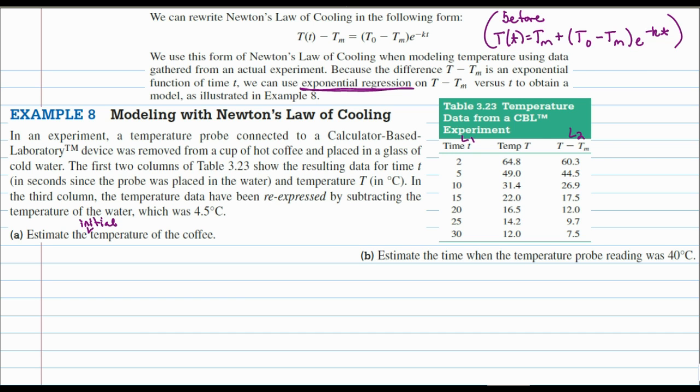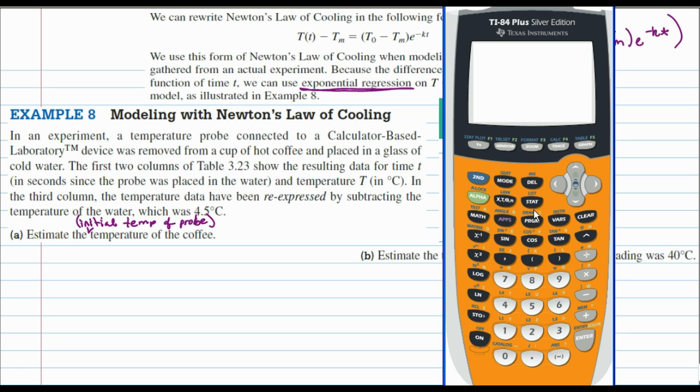Now part A asks to estimate the temperature of the coffee. So of course that would be the initial temperature of the coffee, because this coffee is sitting in air too, so it is cooling down. But we're really measuring the temperature of a probe in our data, so we want the temperature of the coffee, so the initial temperature of the probe.